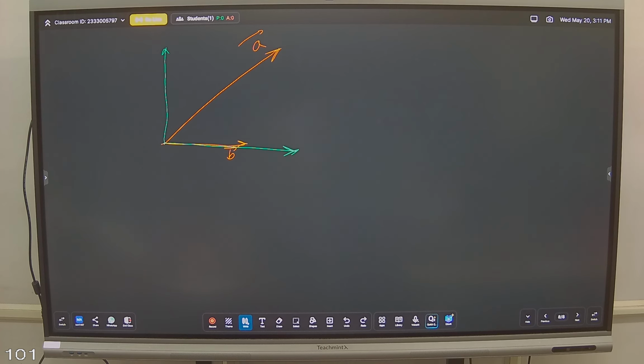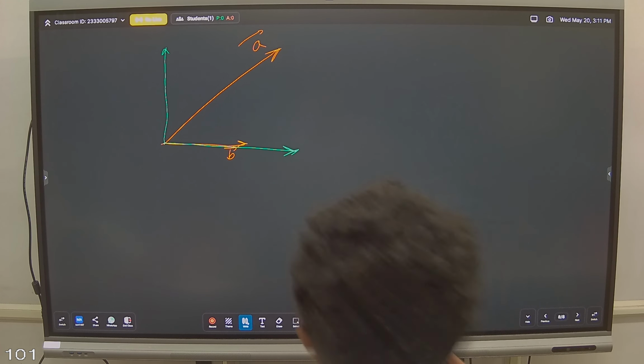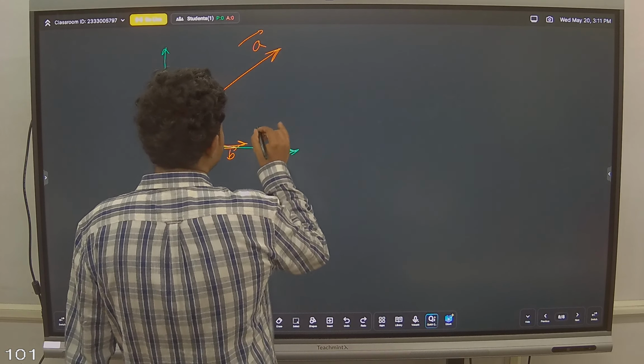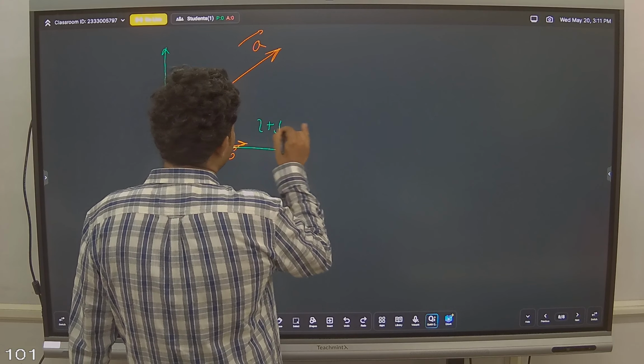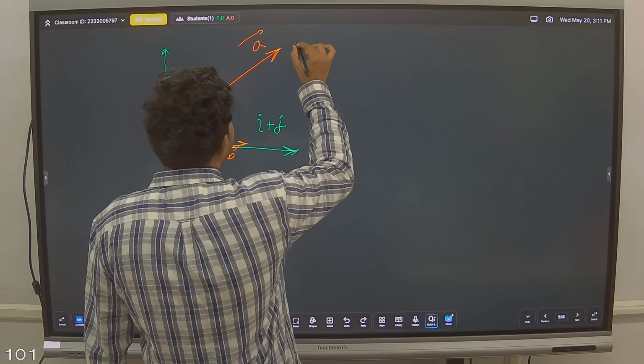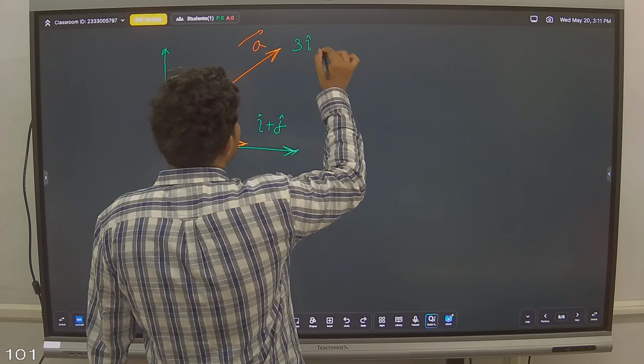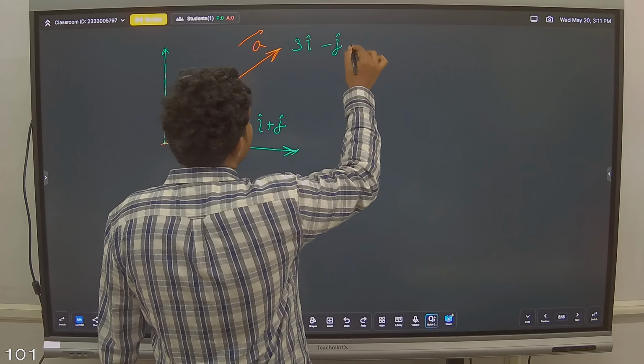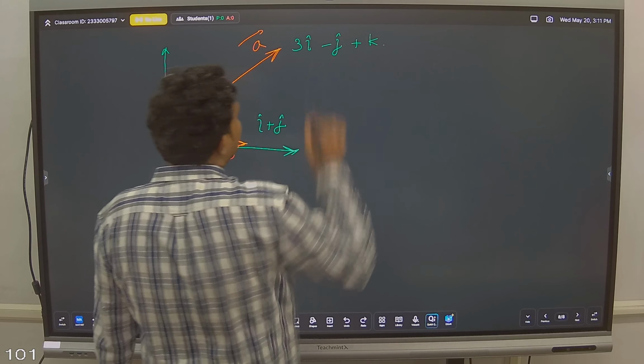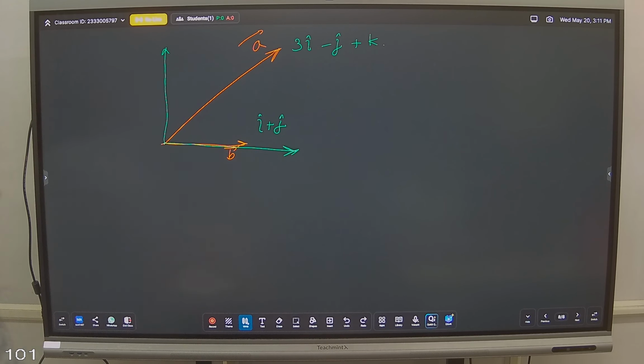So I will give you values to start with. If I tell you that B is I plus J and A is 3I minus J, I need you to find the component of A along B and the component of A perpendicular to B.